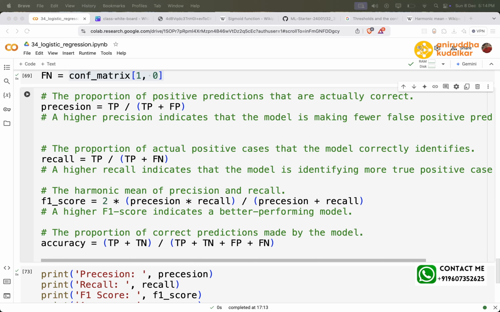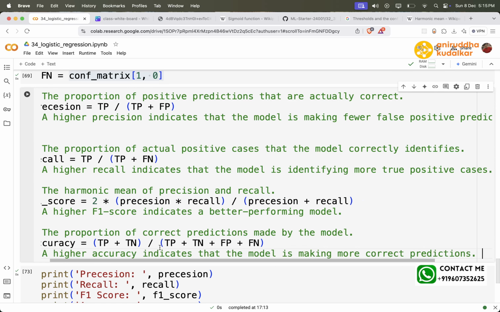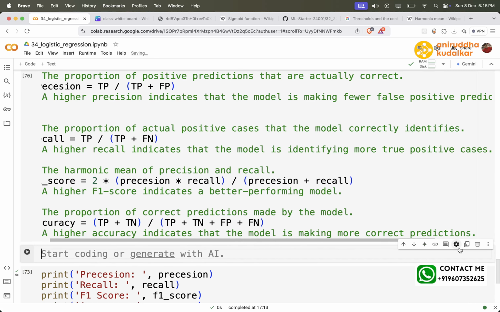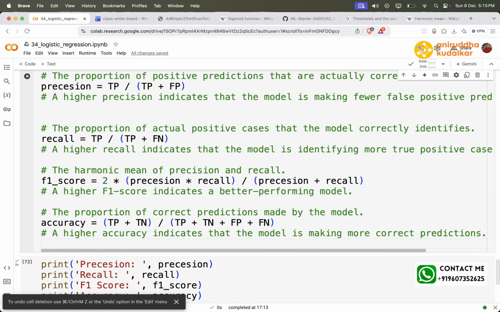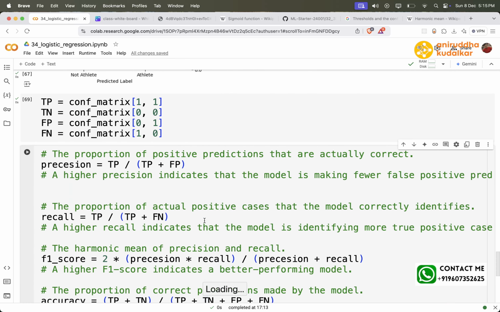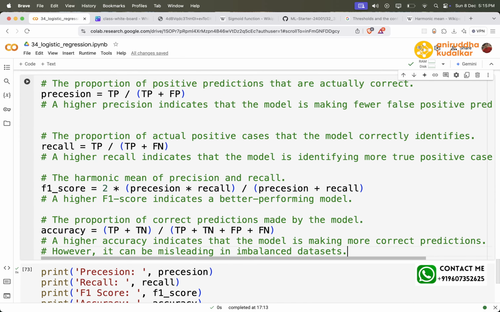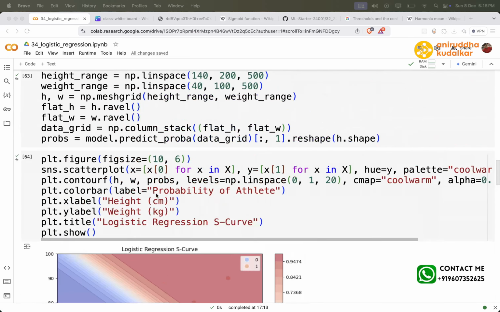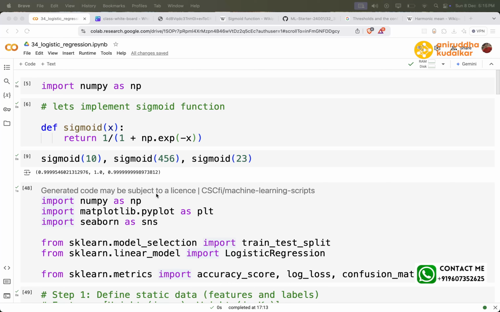Higher accuracy indicates that the model is making more correct predictions, provided that you have a balanced data set. However, it can be misleading for imbalanced data sets. So your data set must be balanced.